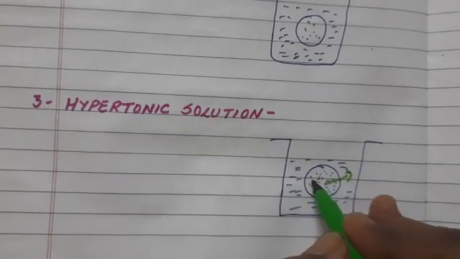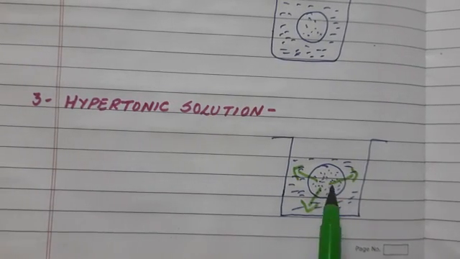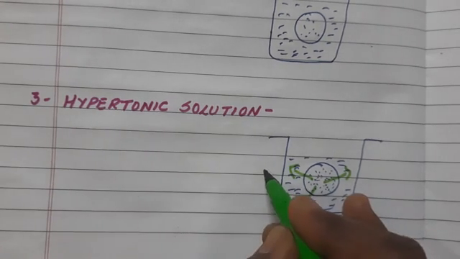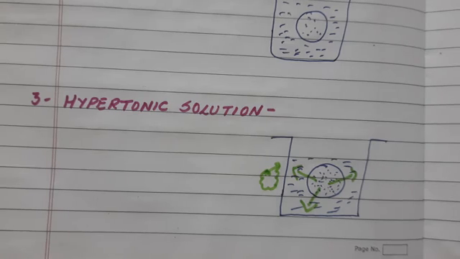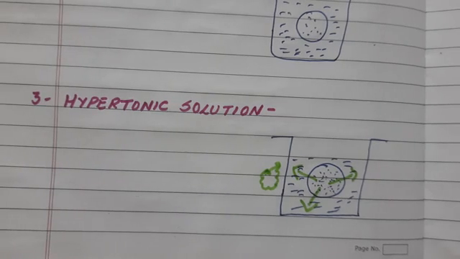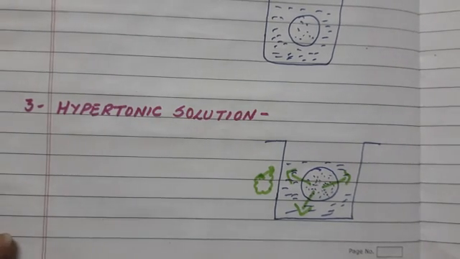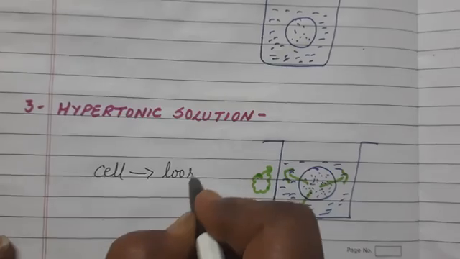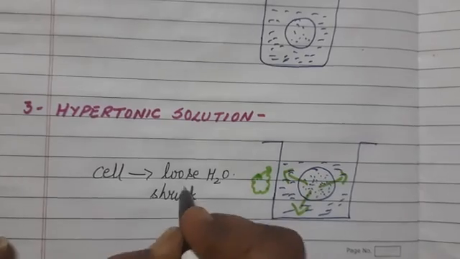Okay, the water will go out completely from here. So what will happen? When the water moves outside into the medium, this cell will shrink in size. Clear? So this kind of solution is called a hypertonic solution. That means here the cell will shrink in size. The cell will lose water, and it will shrink in size.